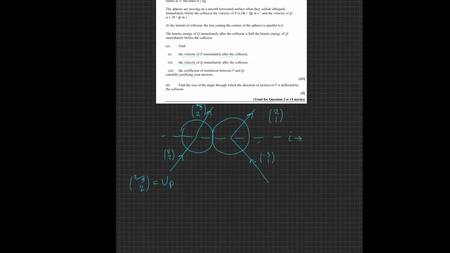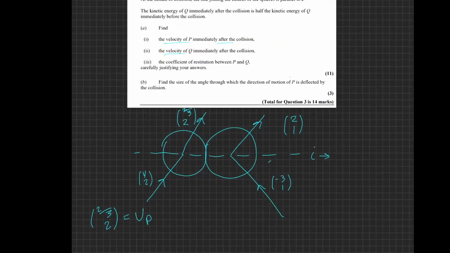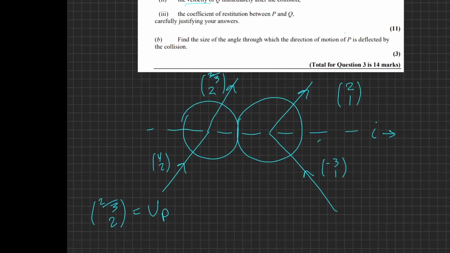And for the last bit of the question, it says find the size of the angle through which the direction of motion of P is deflected. So if we look at the initial velocity of P, it is moving in this direction, and if there was no collision, it would just carry on moving in that direction of the green vector I've drawn. However, there was a collision and the final velocity is moving in the red direction. So what angle is it being deflected through? Well, it's being deflected through this angle between these two vectors that I'm going to call theta up there.